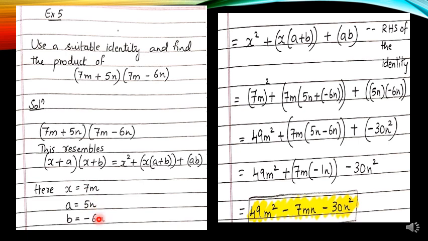After finding the values, as usual you are going to substitute and find the answer. The simplification will be giving you this, that is x square plus x into a plus b plus ab. This is going to be the substitution. And you will be getting the answer as 49m square minus 7mn minus 30n square.